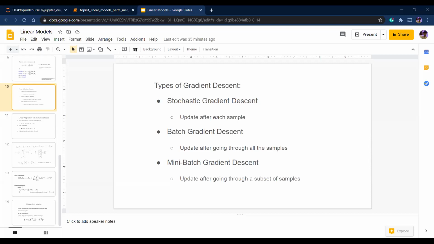Why is the intercept considered a bias term? Think of y equals mx plus c, which is nothing but the equation of a straight line, right? If you remove c, what will happen? The line will pass through the origin. So c is called the intercept, which moves the line up and down in the y-axis, and that's why it's called the intercept.